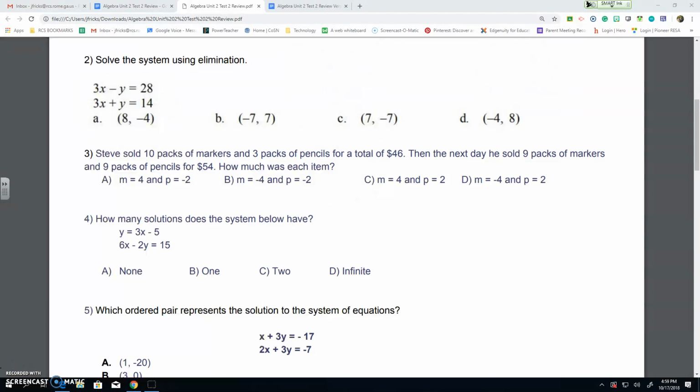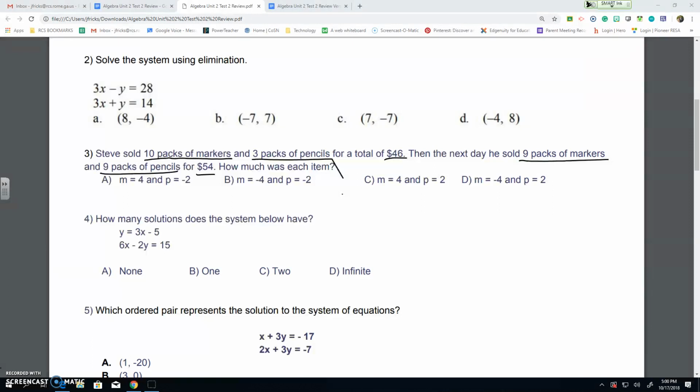Number 3 is going to be a word problem, and we're going to have to pay close attention to the words and actually underline important information here. So it says Steve sold 10 packs of markers and 3 packs of pencils for a total of $46. The next day he sold 9 packs of markers and 9 packs of pencils for $54. So there's the important information in my problem.